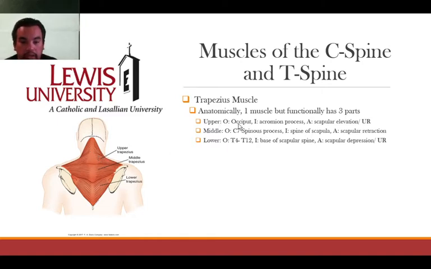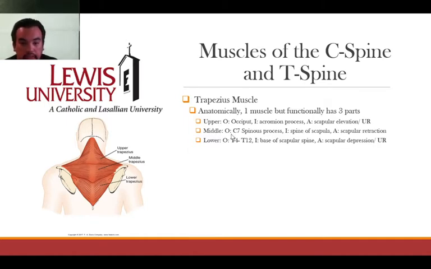So it originates at the occiput, so the base of our skull, and it inserts on the acromion process down over here. And then its main action is scapular elevation or upwards rotation. So you can see how these fibers would elevate that scapula because of the line of pull, right? And it would help if I pull up here, what's going to happen down here? It's going to come on out. It's going to rotate out and upward rotate.